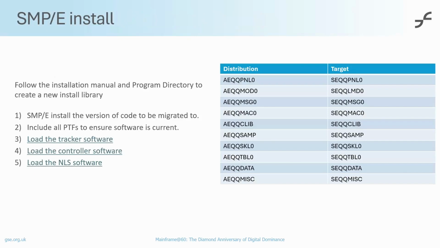Okay, so let's go. First step, as I was saying, SMP install, otherwise you won't have the software. So obviously you can go through the IZWS documentation, that will give you all the information about how to install SMP, how to perform the SMP install of the software. Obviously, include all the available PTFs to ensure that your software is at the latest version, and then you can load the tracker, controller, and the national language software.